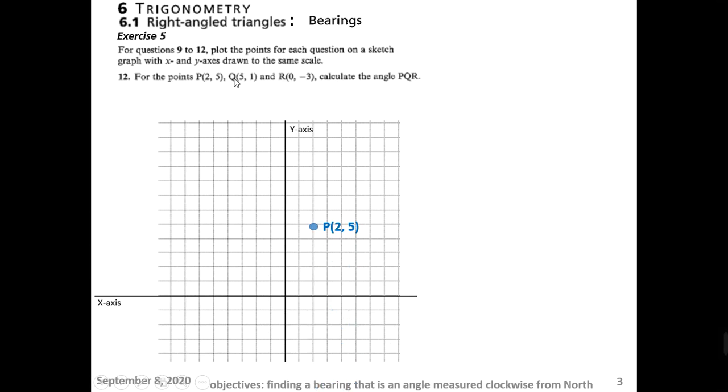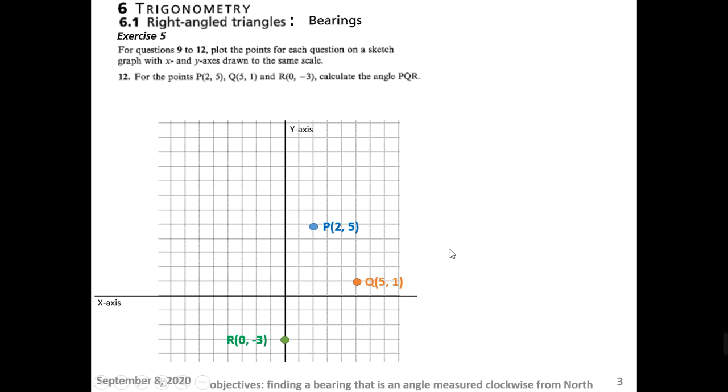Now, point Q, you start at the origin, you move towards the right 5 units and then you go up 1 unit. So this is the plotting of point Q. Point R, you start at the origin, so you don't move towards the right or the left on the x-axis because the x is 0 here, and then you're going to move down 3 units because 3 here is -3. So this is the plotting of R.